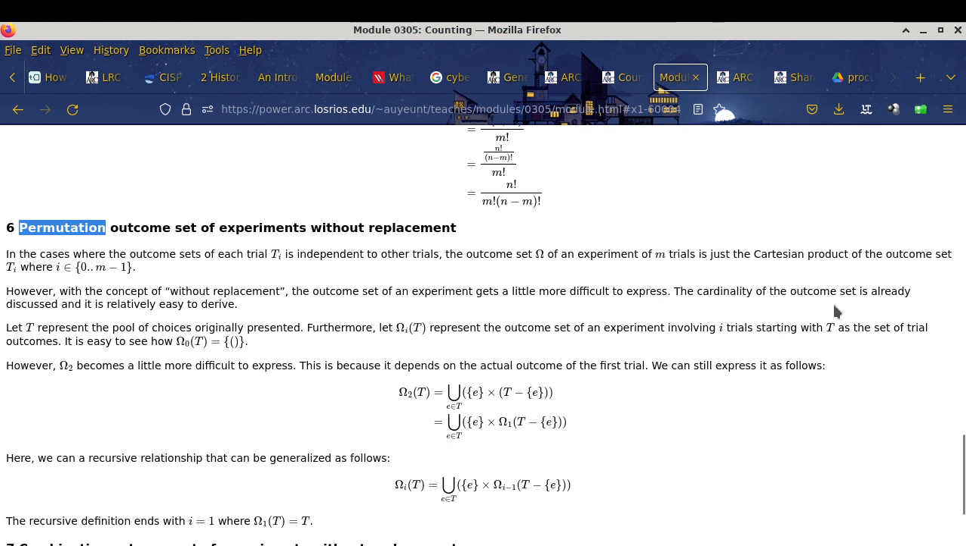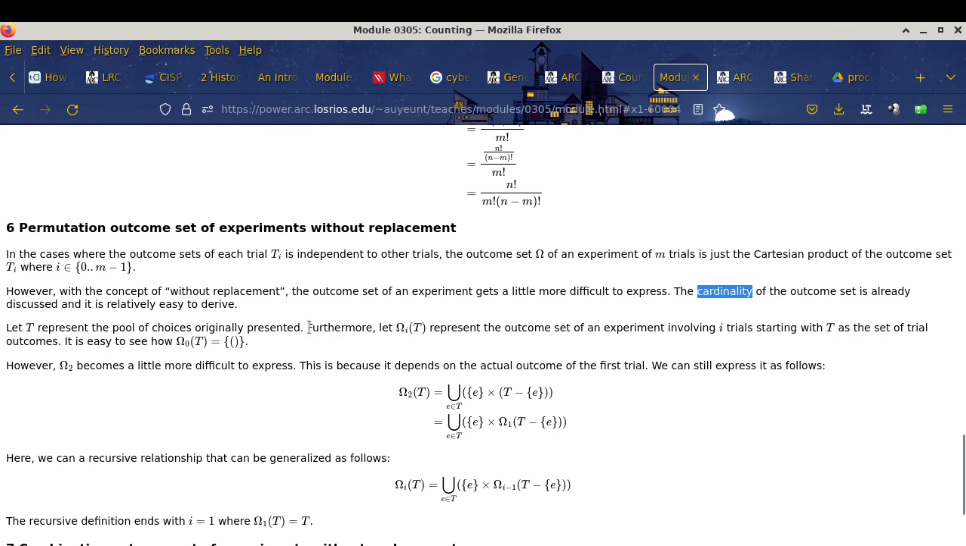The cardinality of the outcome set is already discussed, and it is relatively easy to derive. So what we did before, using the P notation, is we get to the cardinality. That's the easy part because it's just factorial. But what this section is trying to do is to generate the actual permutations. So to do that, we're going to use T to represent the pool of choices originally presented to trial 0, or the first trial. Furthermore, I'm going to use this notation, omega_i of T, to represent the outcome set of an experiment involving i trials, starting with T as the set of trial outcomes.